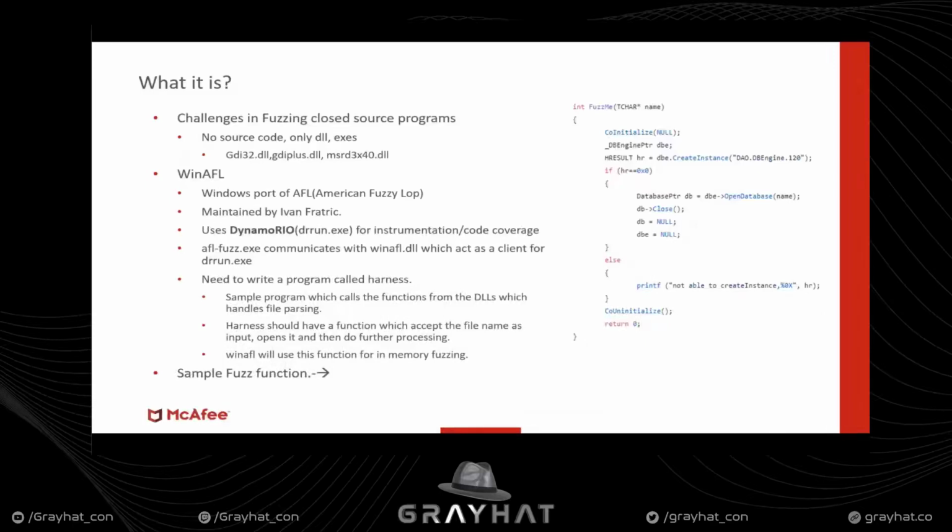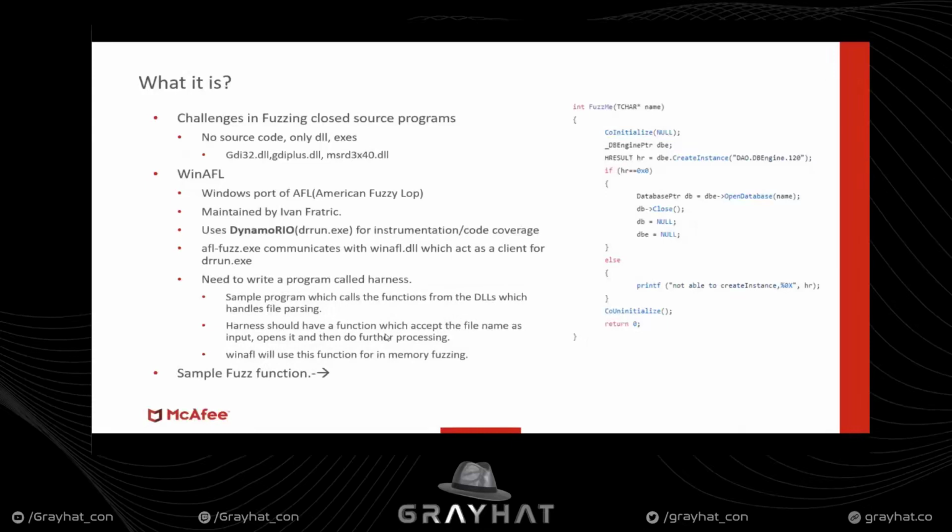So WinAFL uses a concept called in-process fuzzing or in-memory fuzzing, in which we need to write a sample program called a harness, and that sample program is nothing but a simple C or C++ program which calls a function from the DLLs which you want to fuzz. For example, if you want to fuzz an image file, and if you know that the parsing code resides in a DLL like gdi32.dll or gdiplus.dll, then you need to write a simple C program which imports this DLL and calls the function which processes the files. This is what we call a harness.